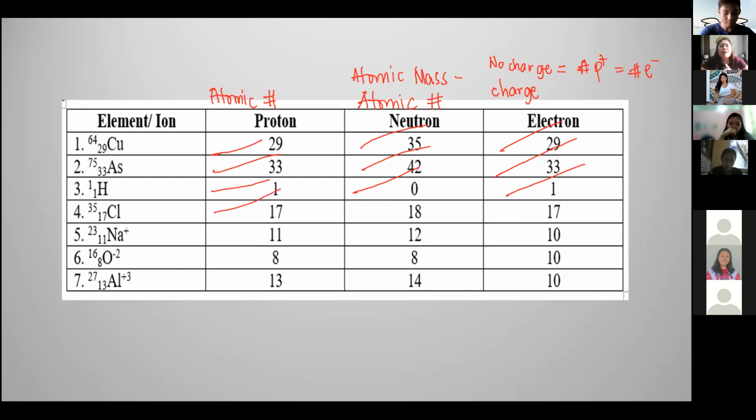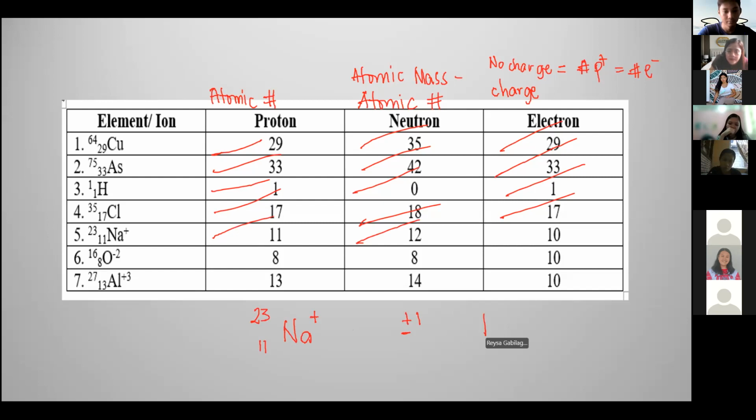And then 35 minus 17 is 18. And wala siyang charge, so this is also correct, 17. Now, for sodium, karon naay charge. So pag naay charge, pareho lang gihapon ang protons ug neutrons, ang electrons lang ang maglahi. So this is still correct, 11. This is also correct, 12. Pero for the charge, ang inyong tandaan, 23, 11, sodium positive. So you will look at the charge, we have positive 1.